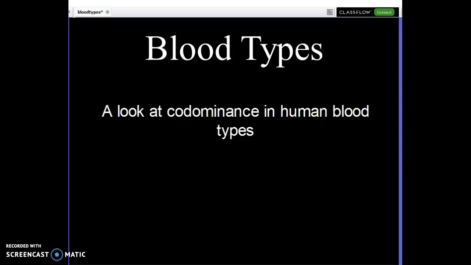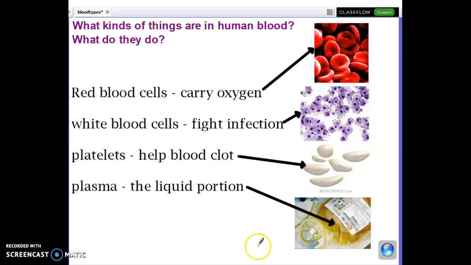Hey guys, today I'm going to do a lesson on blood types, and I hope by this point you've watched the other two videos, the one on the components of blood, and then also the second one on blood types. So let's start with the components of blood first.